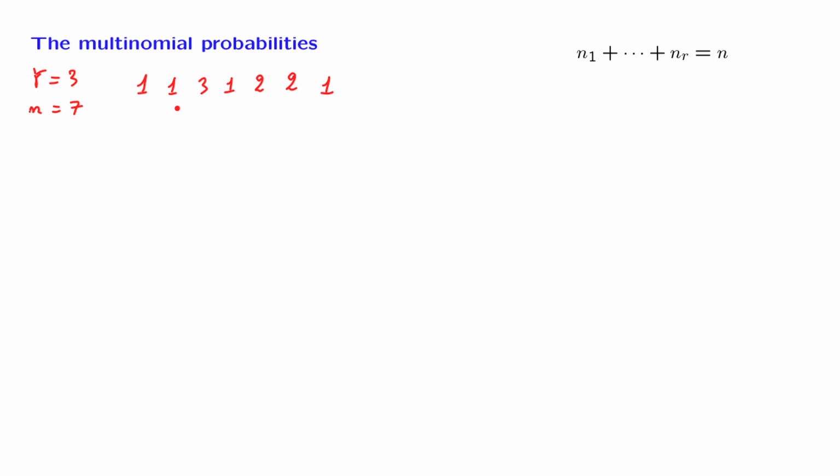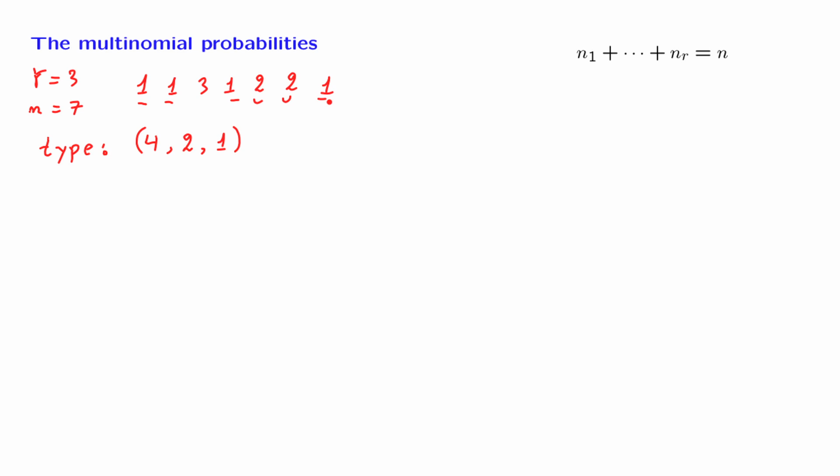One way of summarizing what happened in this outcome would be to say that we had 4 ones, we had 2 twos, and we had 1 three. We could say that this is the type of the outcome. It's of type 4, 2, 1. That is, we obtained 4 of the first color, 2 of the second color, and 1 of the third color.